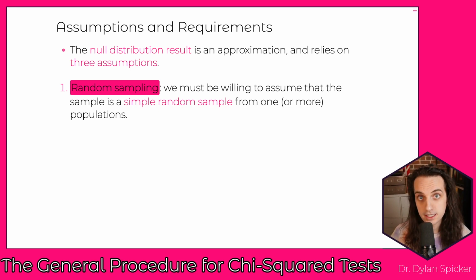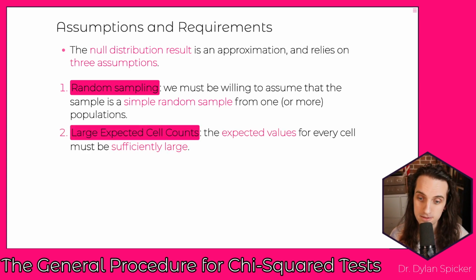And so we need to be actually going out into the population and drawing a simple random sample from that population. If we're not taking a simple random sample, then the chi-squared test statistic is not actually going to be justified in this way, okay? And so the first thing is going to be about the way that sampling has occurred.